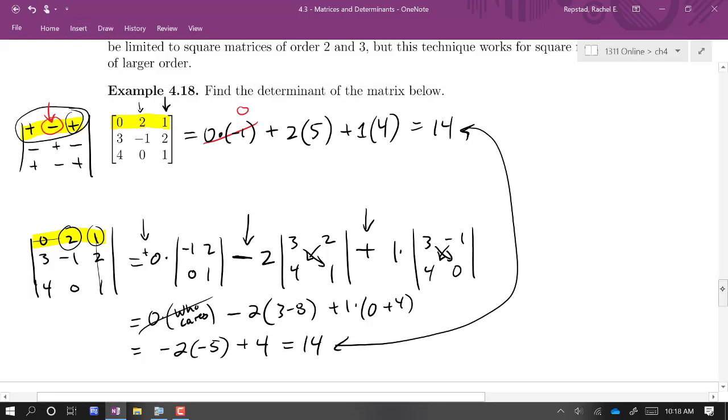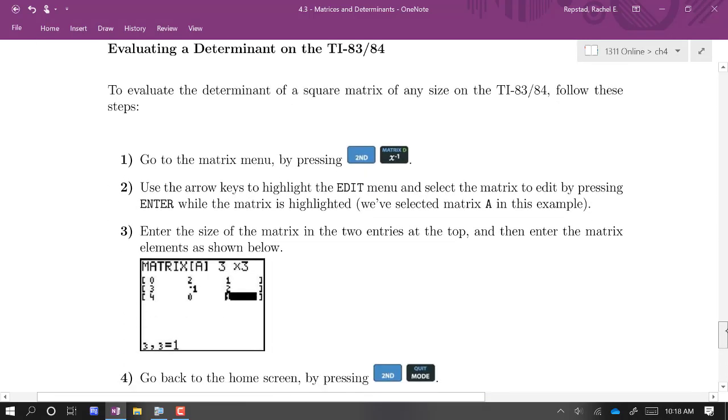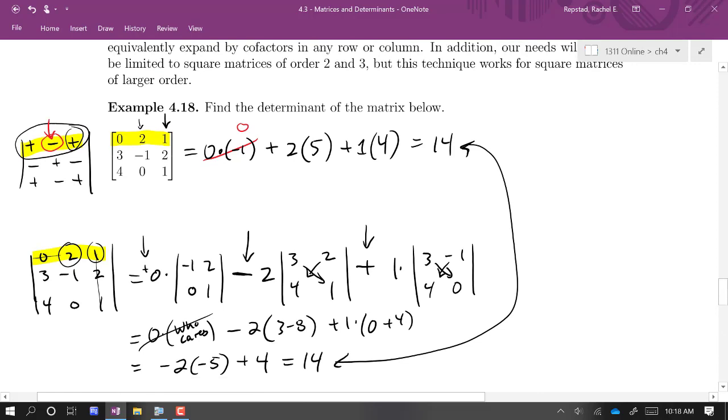All right, the next page just tells us how to find the determinant of a matrix on our TI-83 or TI-84. I'm going to show you how to do that for this matrix here. Again, this page has the steps, so you can refer to that. We're going to use this as a check.